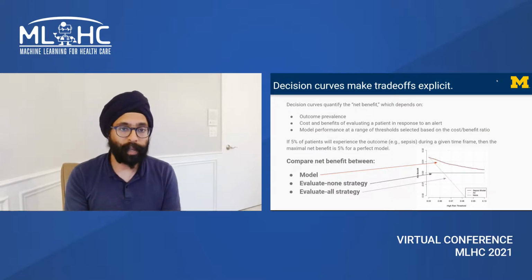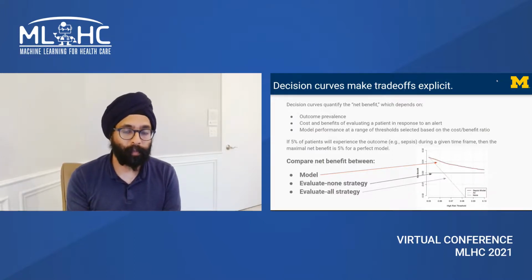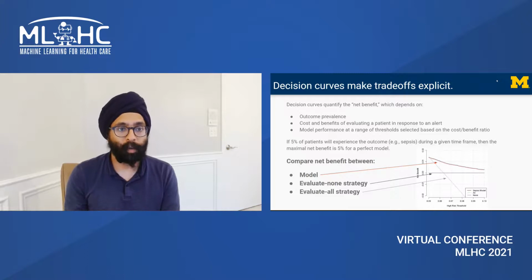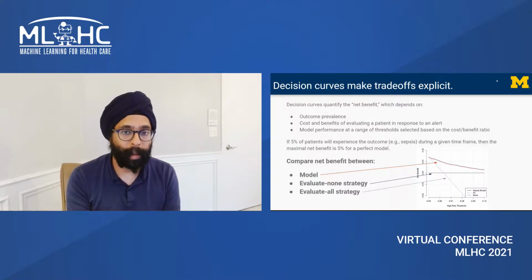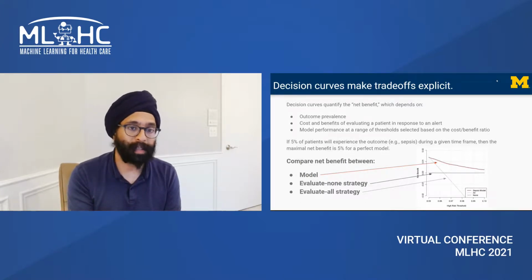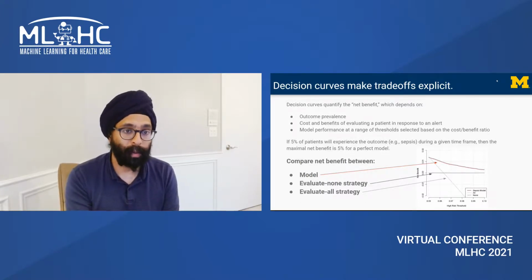Decision curves essentially take this logic and make the trade-offs explicit. So with decision curves, we actually can quantify a net benefit. And that net benefit depends on how many people are going to experience the outcome. The more common the outcome, the more benefit that can be achieved.